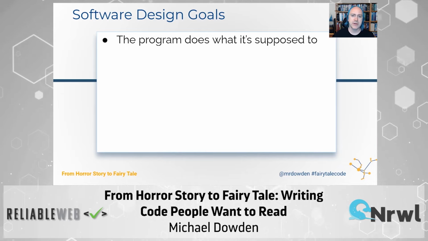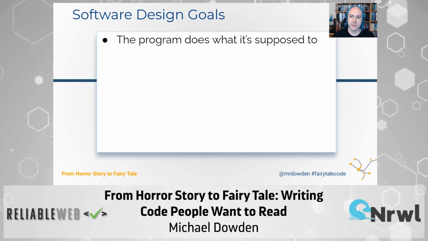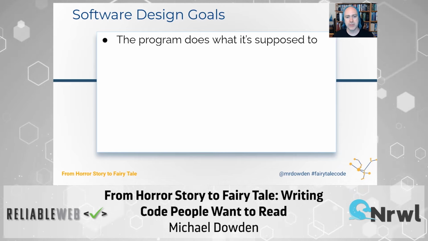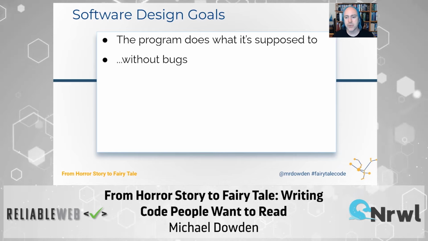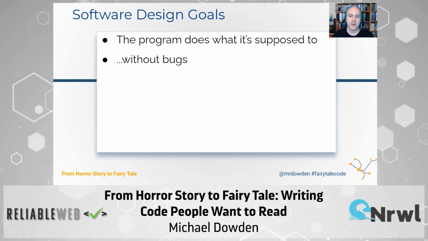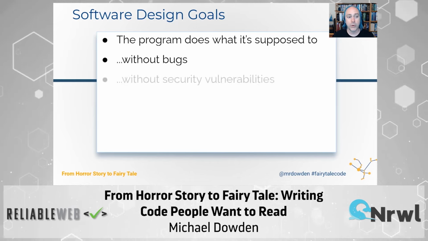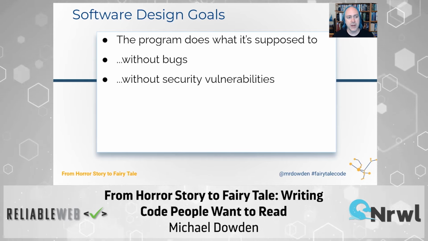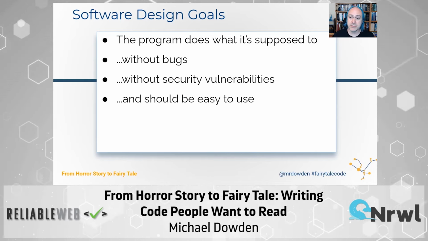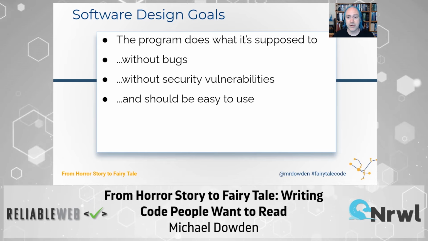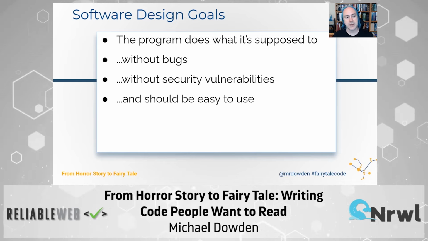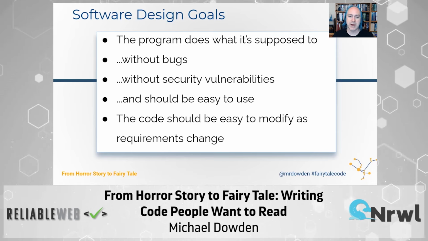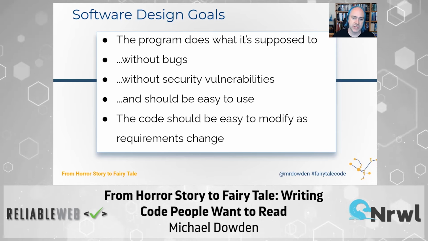What are some other implicit software design goals that you can come up with? Some things that I came up with include that the program does what it's supposed to do without any bugs, or perhaps without any security vulnerabilities. Your software should be easy to use. And another very common design goal is that the code should be easy to modify as the requirements change.